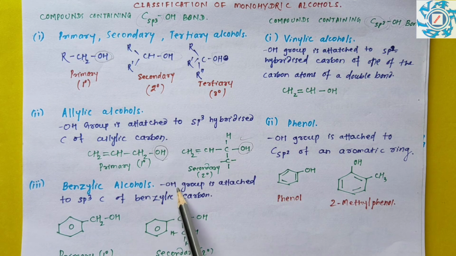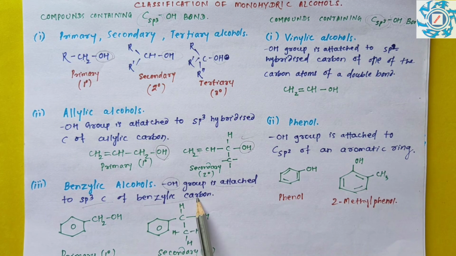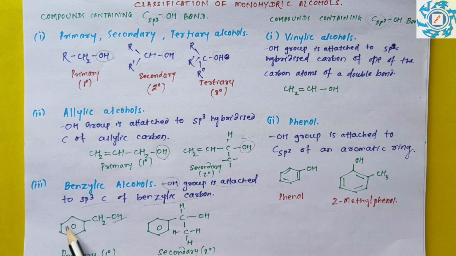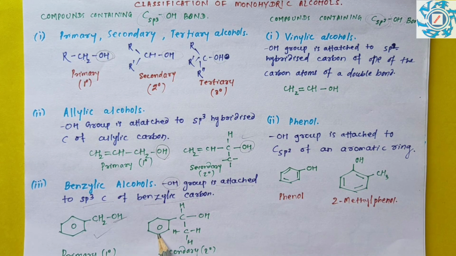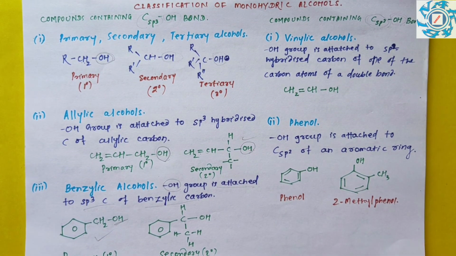So next is benzylic alcohol. So what is benzylic alcohol? The OH group must be attached to sp3 carbon of benzylic carbon. So what is that benzylic carbon? That means the next carbon to the benzene ring is called benzylic carbon, and OH group must be attached to the benzylic carbon. So you see, this is the ring, the next carbon is this, and the OH group is attached to this carbon. That's why it is called benzylic alcohol. And you see here, this is the benzene ring, the next carbon to benzene ring is this, and OH group is attached to this. So this is an example of what? Benzylic alcohol.